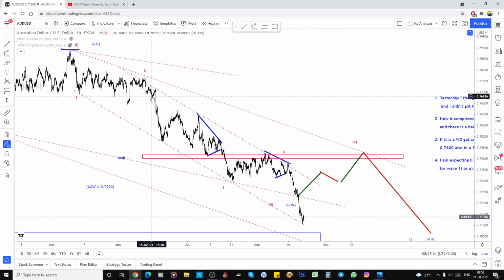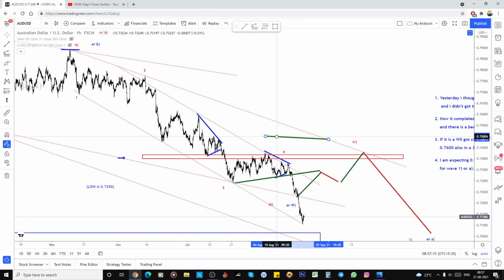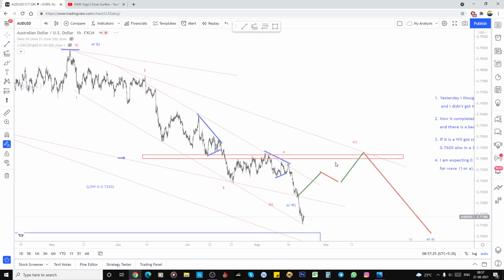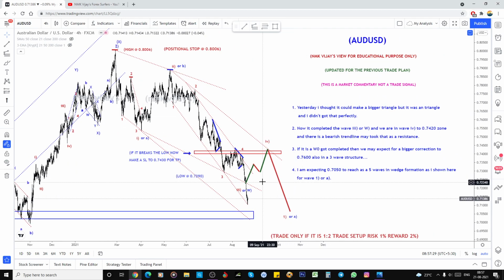So for the Australian dollar also, what I said in the previous video, I expected from here a bigger triangle, but what it did was a smaller triangle. Expecting this, no need to be in buy. From here I was expecting 0.76. I accepted that, but I'm not in that buy trade setup. You have to understand this. And what I had written yesterday, I thought a bigger triangle, but it did the smaller triangle, and from here I am expecting the fourth wave.